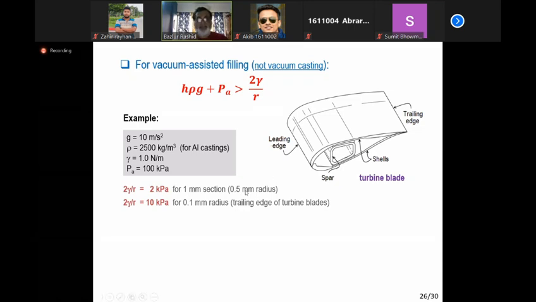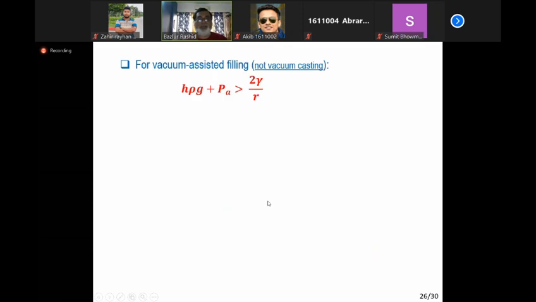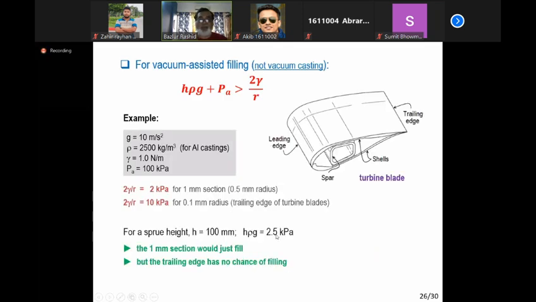That means the radius is equal to 0.5 millimeter. So for 0.5 millimeter radius, twice gamma by R becomes 2 kPa. And if the trailing edge is 0.1 millimeter radius, the right-hand side pressure becomes 10 kPa. Now, for normal casting, if we ignore this PM, the sole positive pressure is H rho G. So if we calculate H rho G for a 100 millimeter height casting, then the value becomes 2.5 kPa.